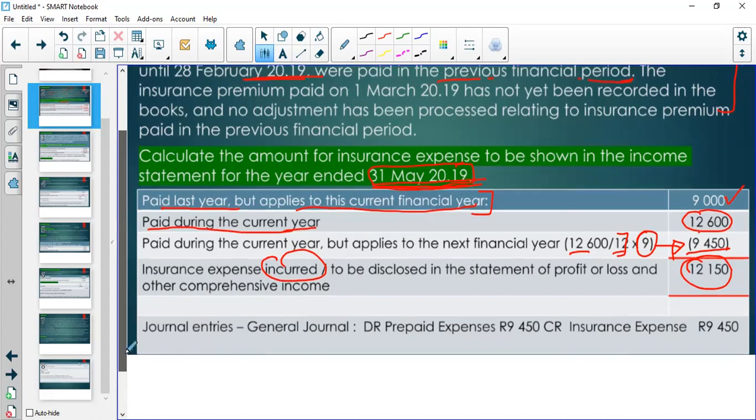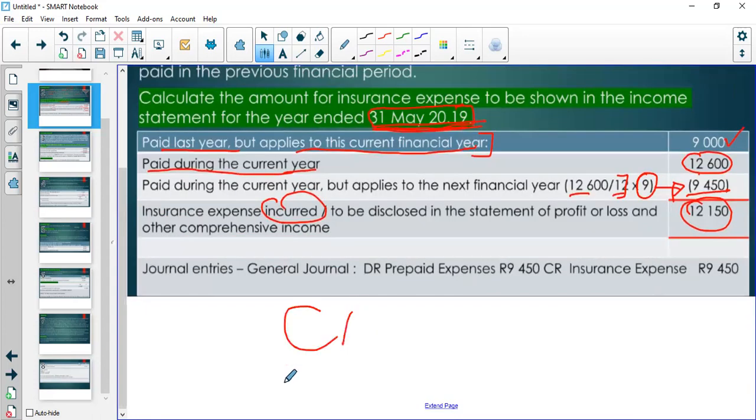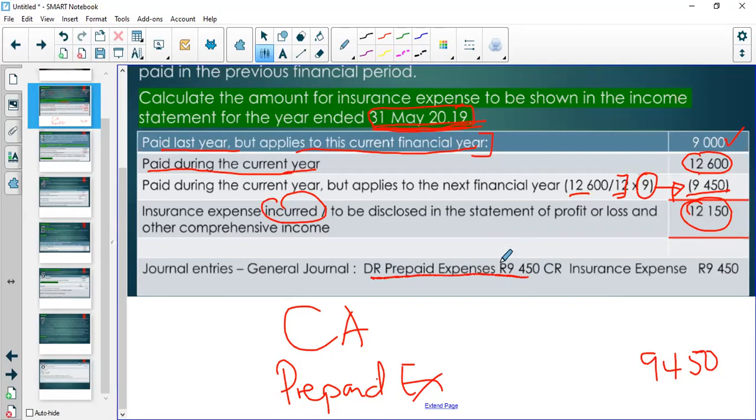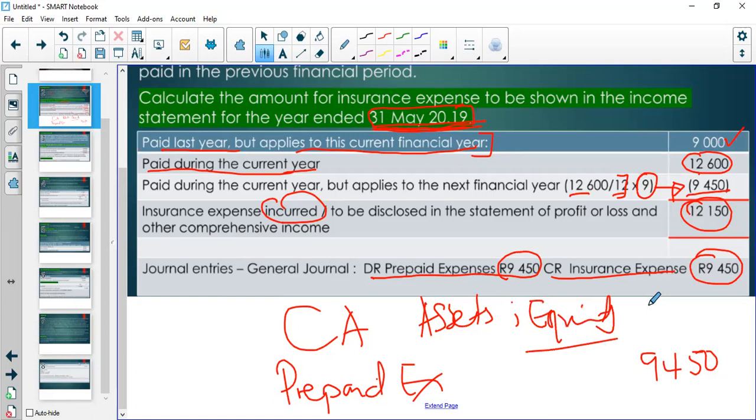So if you come to your statement of financial position under current assets, you will have a portion that says prepaid expenses. And then you have your 9,450 there. So the adjusting journal entry, like we said, is to debit the prepaid expense with the adjusting amount and credit the insurance expense with the adjusting amount, right? Like we demonstrated in the previous day. And we remember that for every prepaid expense, our assets are going to increase and our equity is going to increase as well. Okay, so please do remember that.